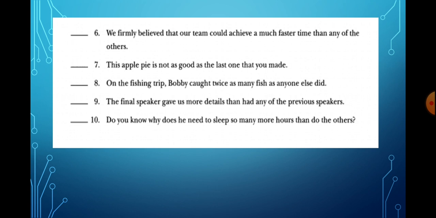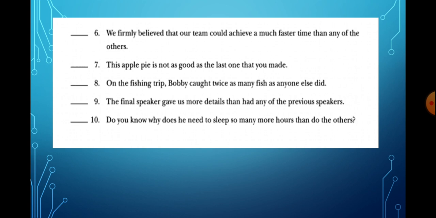Number 10, do you know why does he need to sleep so many hours than do the others? Do you know, this is the question sentence where we made an inversion. So why here is just a connector. We can't say why does he need. So the sentence should be, do you know why he needs to sleep so many hours than do the others? Because in questions, we only make one inversion in the sentence. Now we have two parts, do you know and why he needs. So we can't make two inversions in one sentence for questions.